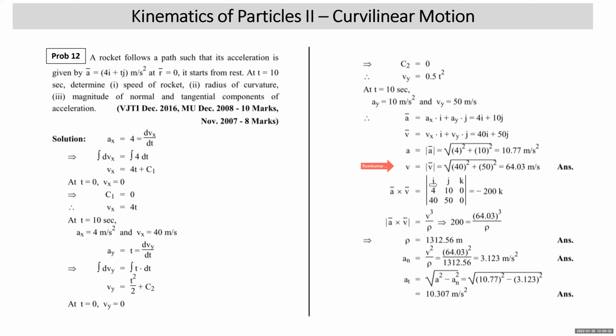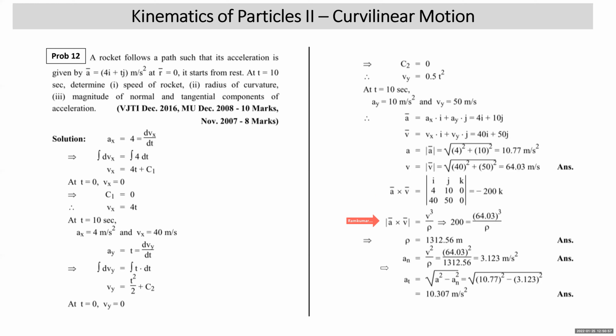a cross v will be i j k, ax ay, and this is vx vy. The i and j terms are going to be 0. Again, it will be only the k coefficient. So the k coefficient is going to be what here? 4 into 50, that is 200, minus 400. So minus 200k. Mod of a cross v is v cube upon rho. a cross v is 200 and v is 64.03 whole cube upon rho.